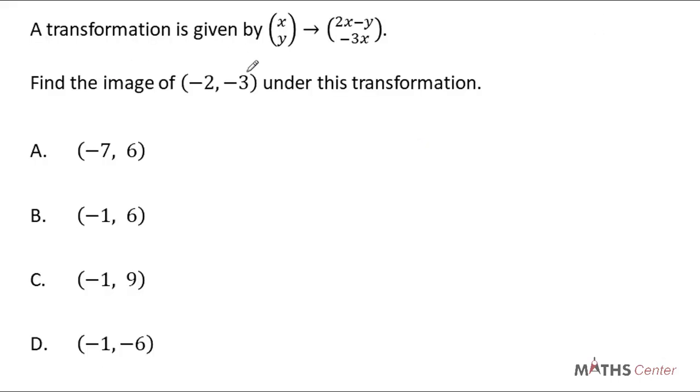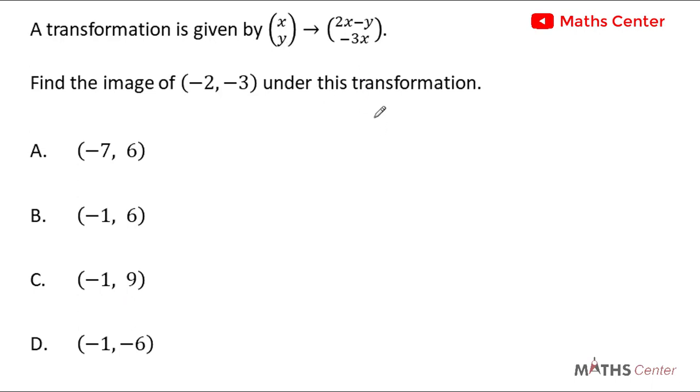A transformation is given by the rule (x, y) maps to 2x minus y as the x coordinate and negative 3x as the y coordinate. Find the image of the point (-2, -3) under this transformation. This is an objective test, and so you solve the question and then you choose the correct answer from the options that have been given to us.